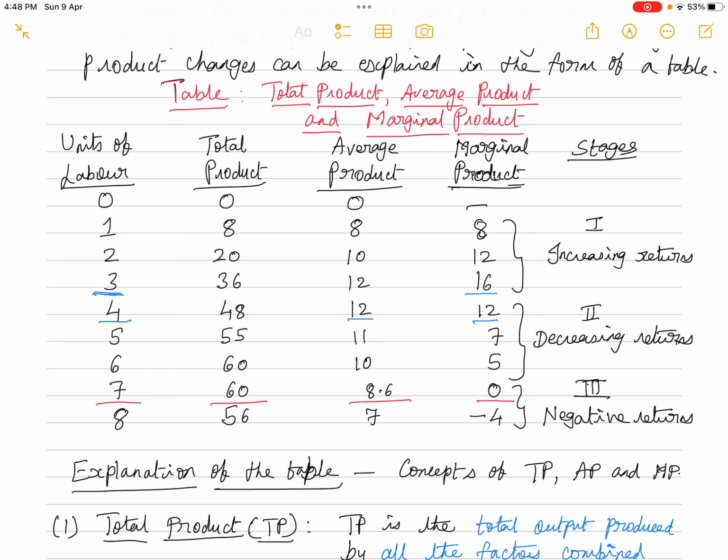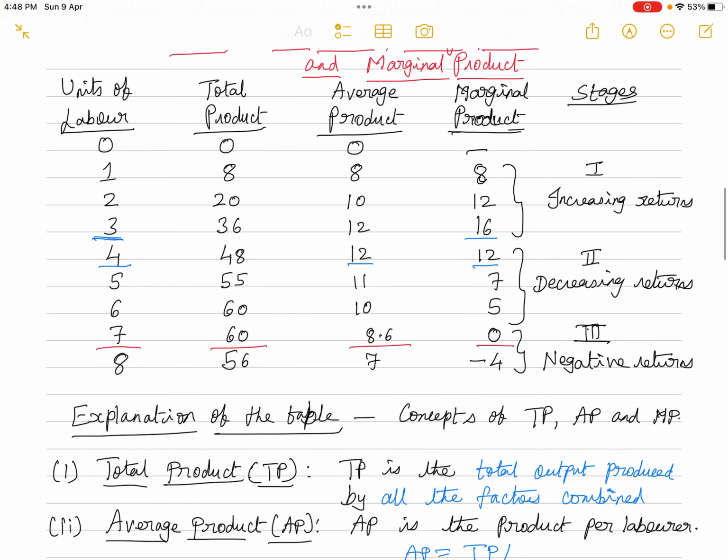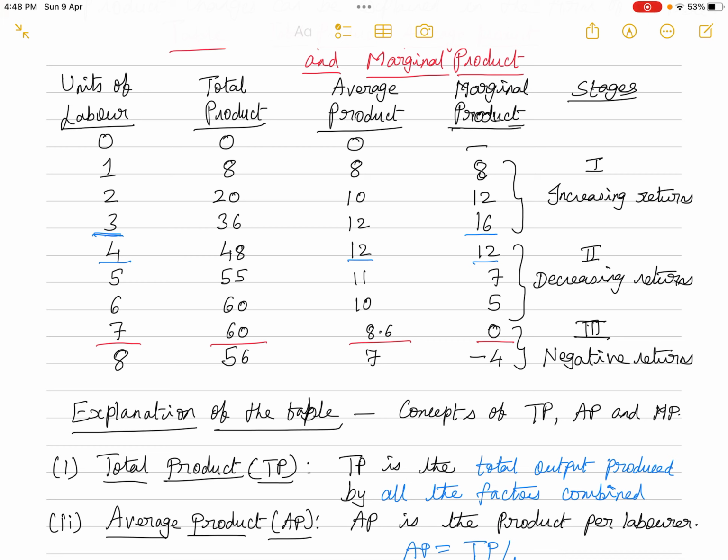Initially we are starting with 0. When none of the laborers are employed with a piece of land, there will not be any output, isn't it? The land cannot do anything on its own. You need labor to produce a certain amount of output. So when the units of labor is 0, the total product, average product, everything will become 0.